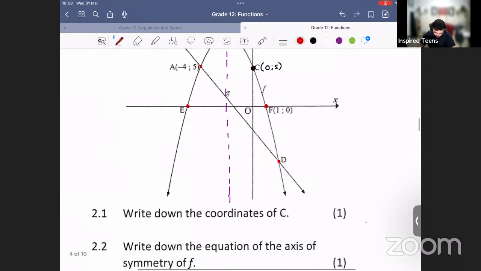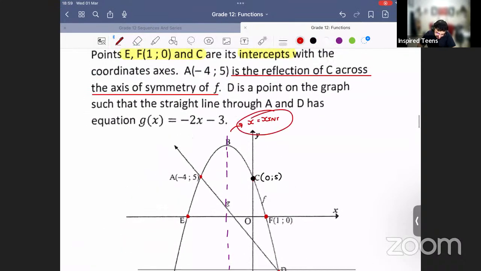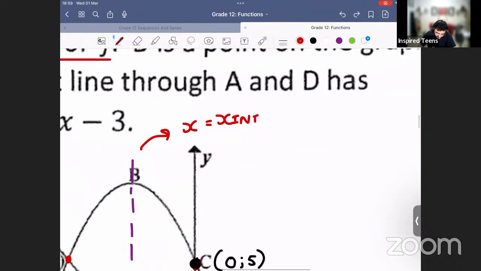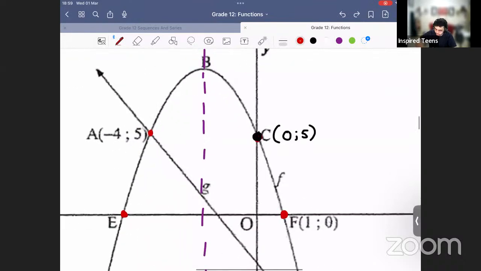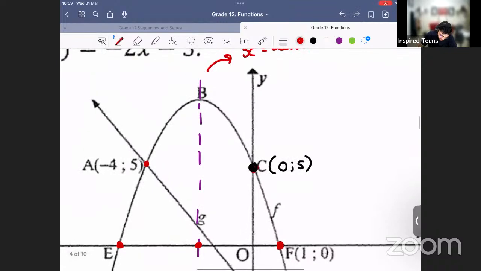So yes, when we talk about the equation, x is equal to the x-intercept or any x value on that line. Obviously here, we're not going to be able to get the x-intercept. However, we can get the x value of the turning point. Now, how are we going to do that? We are going to do that by using the other important thing that we learned.